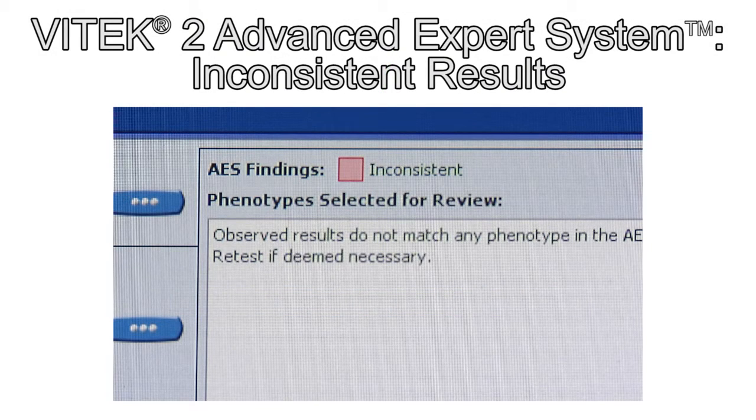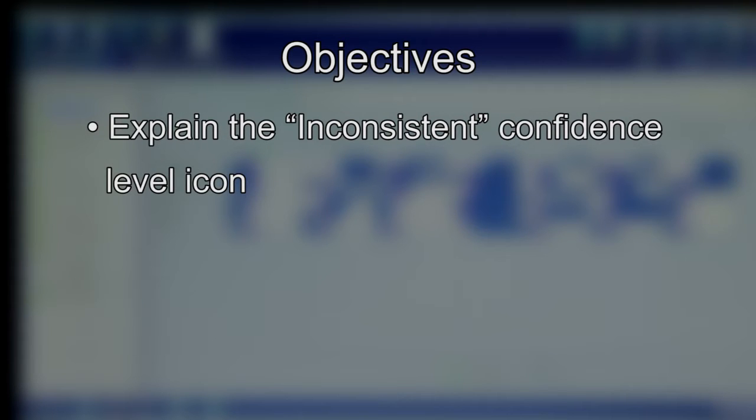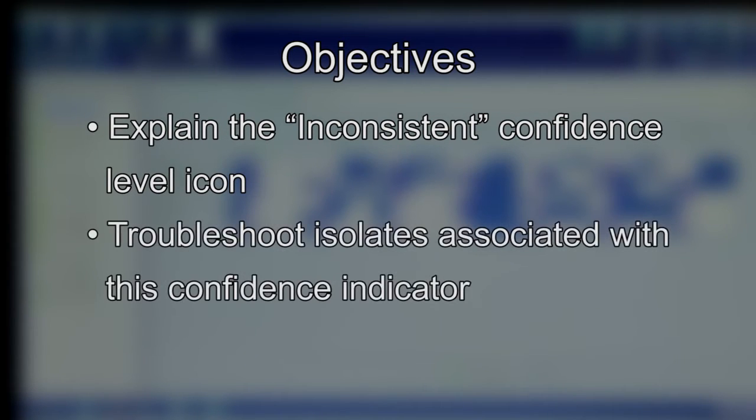The purpose of this video is to describe the Vitek 2 Advanced Expert System Inconsistent Confidence Level icon and provide troubleshooting tips for handling isolates with this AES finding. At the end of this video, you should be able to explain the inconsistent confidence level icon and troubleshoot isolates associated with this confidence indicator.